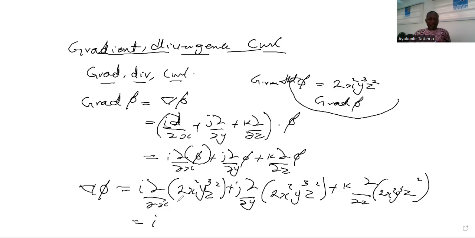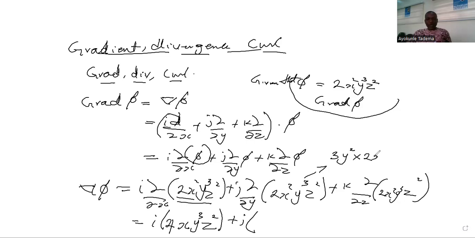I just simplify this. For i, you differentiate with respect to x, meaning that you only differentiate 2x squared, and when you differentiate it, you have 4x y cubed z squared. Plus j, differentiate with respect to y, meaning you only differentiate y cubed, giving 3y squared multiplied by 2x squared z squared, and everything becomes 6x squared y squared z squared.